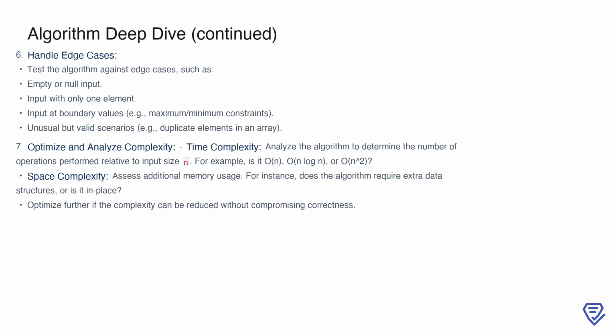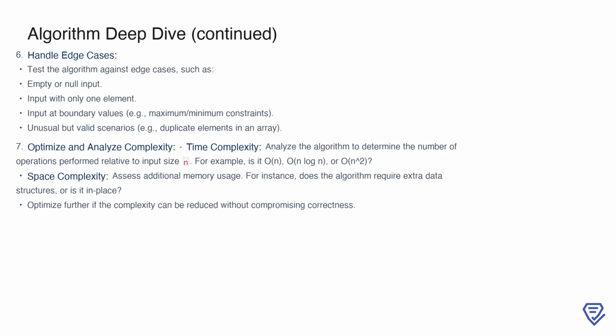Test your solution against scenarios like empty or null inputs, single element inputs, and boundary values such as maximum or minimum constraints. Unusual but valid cases, like arrays with duplicate elements, should also be considered to ensure robustness. With edge cases accounted for, analyze the algorithm's complexity.